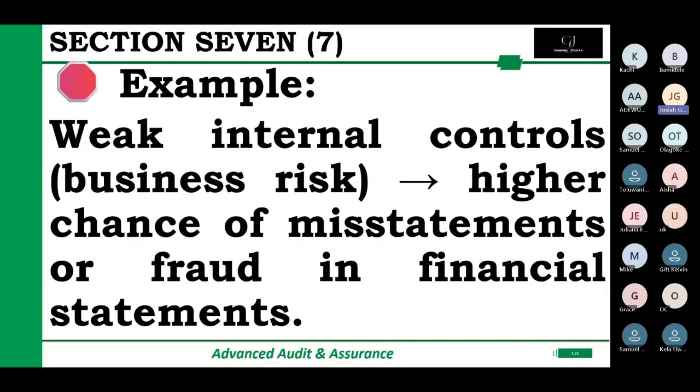Another example is weak internal controls, an internal business risk, giving a higher chance of misstatements or fraud in the financial statements. Where you have weak internal controls from the control environment, risk assessment, control activities, information and communication, monitoring, then you have a problem, and it will lead to chances of misstatements in the financial statements.